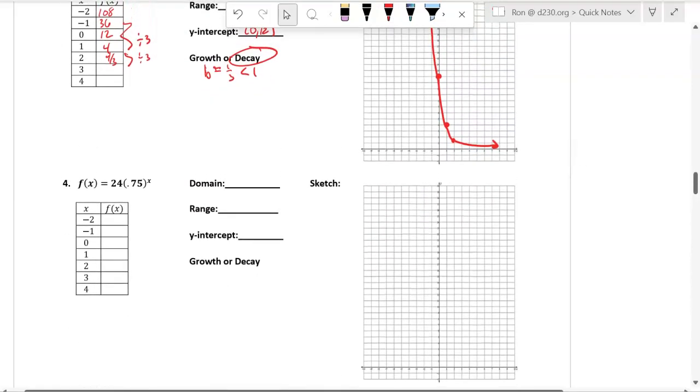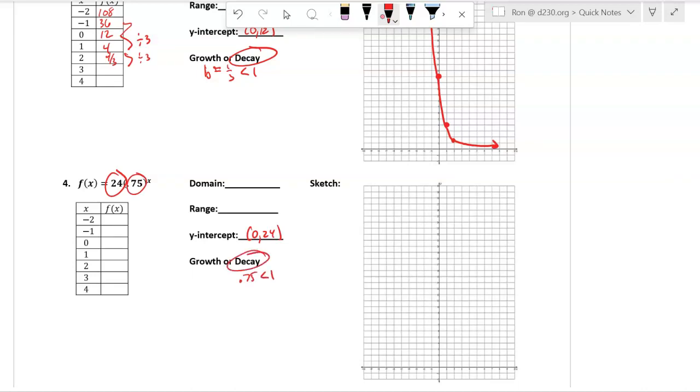Now, I'm not going to go through graphing. I'm just going to talk about the key points on the next one, right? When I look at this, you can use a calculator to fill out this table, but you know your y-intercept is 0, 24. And if I look at 0.75, 0.75 is smaller than 1, so I know it's decay. Okay, and then once you find the other values, you can plot them and know it's going to be decay and look like something like this.